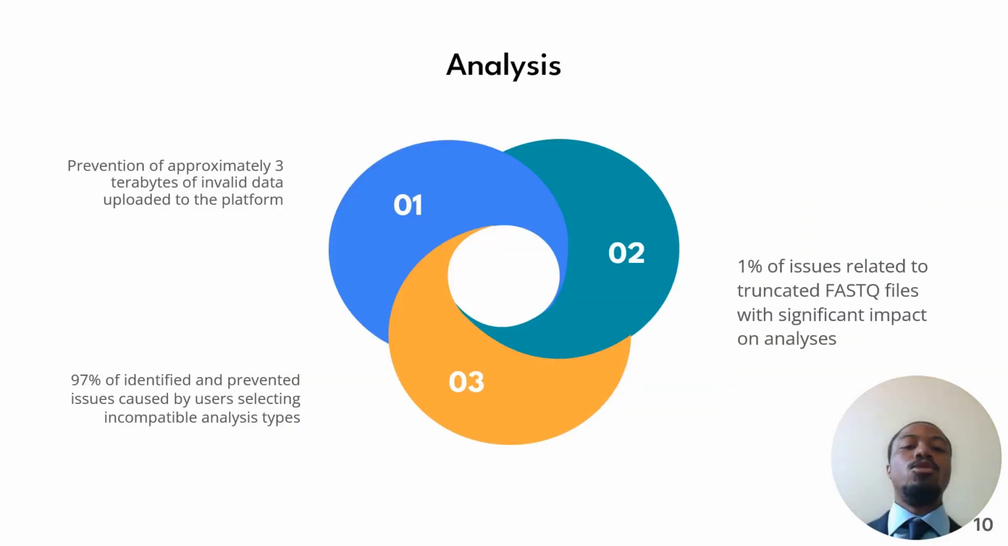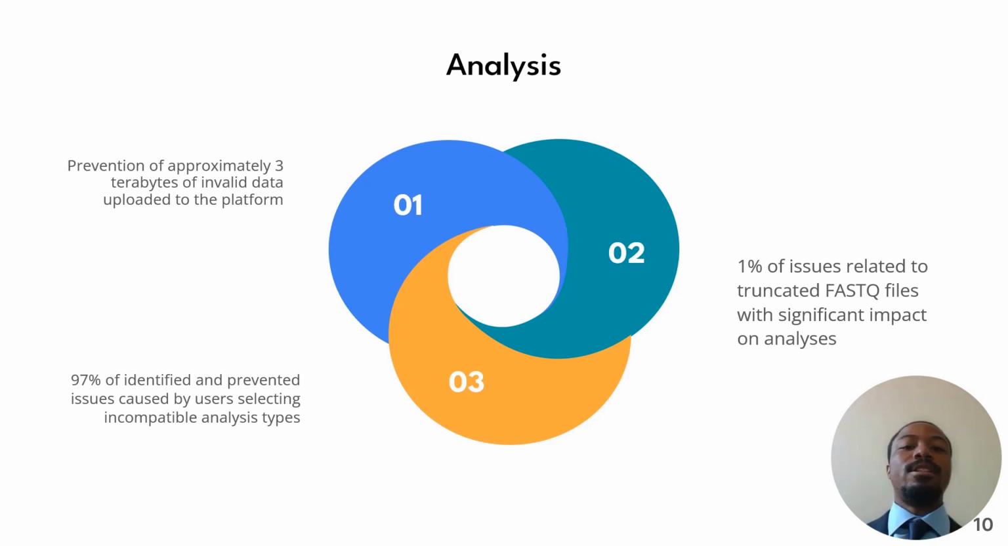For the analysis during the past year, we successfully prevented approximately 3 terabytes of invalid data from being uploaded to our platform. This translates to saving users around 15 days of upload time, considering a conservative estimate of a 20 megabits per second upload rate.